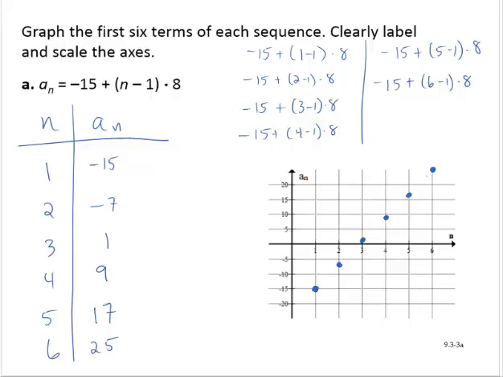Well, we're not dealing with a linear function here. What we're dealing with is what's called an arithmetic sequence. And so we do not connect these points, because sequences are defined by discrete points rather than a continuous curve.